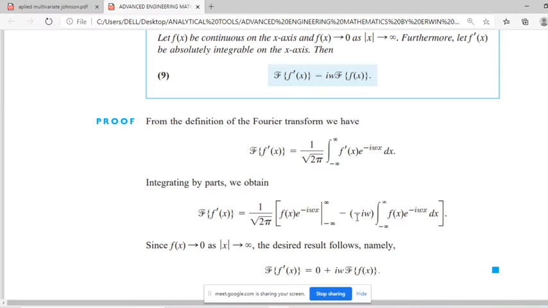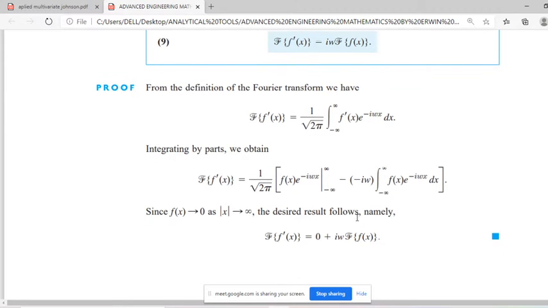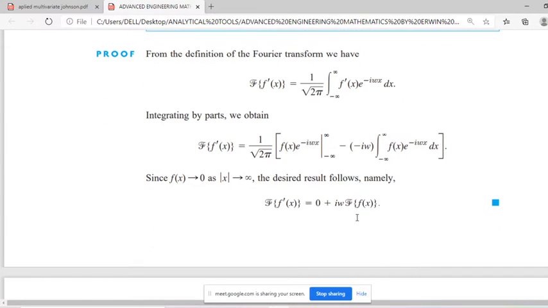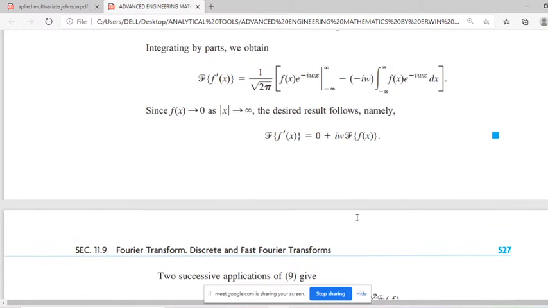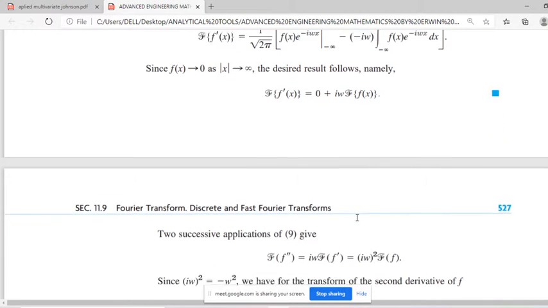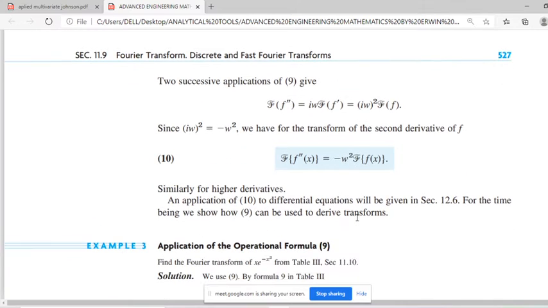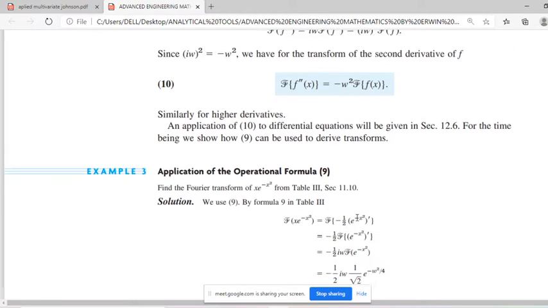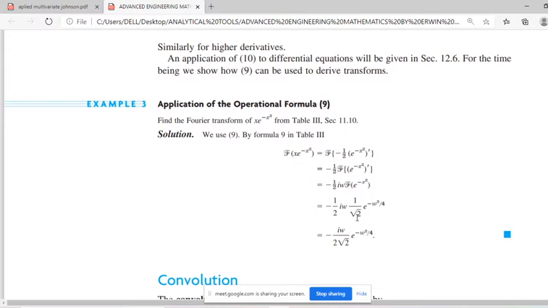So substituted here, and you can see that the given condition is f of x tends to 0 as mod x tends to infinity. So the first term will become 0, and the remaining term is i w into F of f of x. So iteratively we can find the Fourier transform of the double derivative, if it exists, in this way. So let us consider this example.